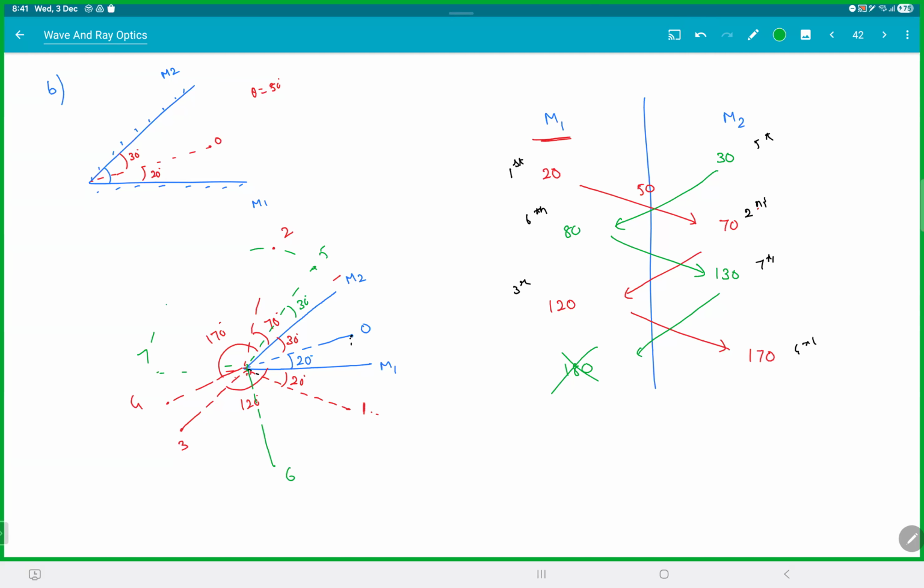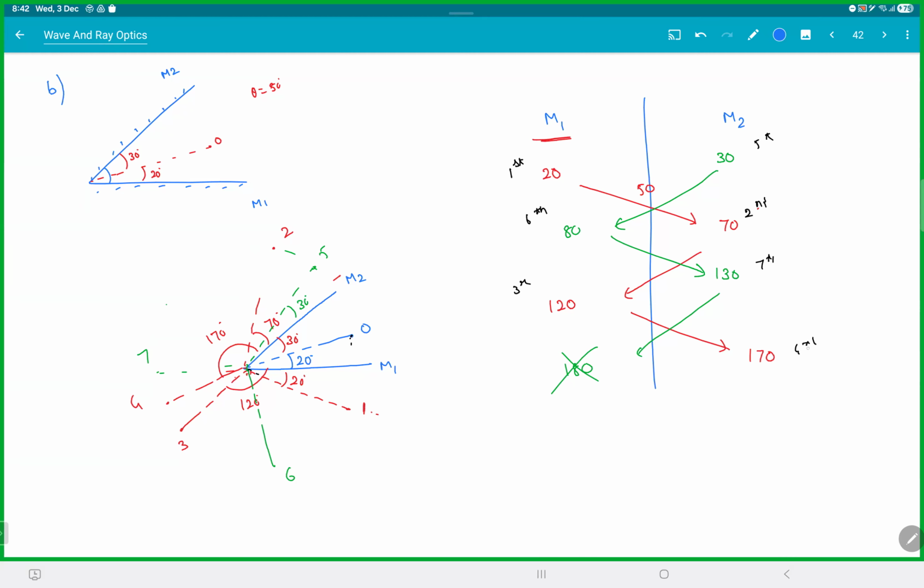Clear with this? So if they just ask you the number of images, use the formula. If they ask you to locate the images, then you should know the angles. It's a little work, but do check out the notes again in case you forgot. I'm sure most of you forgot when I was telling you theta plus theta. And remember, there's one more condition.